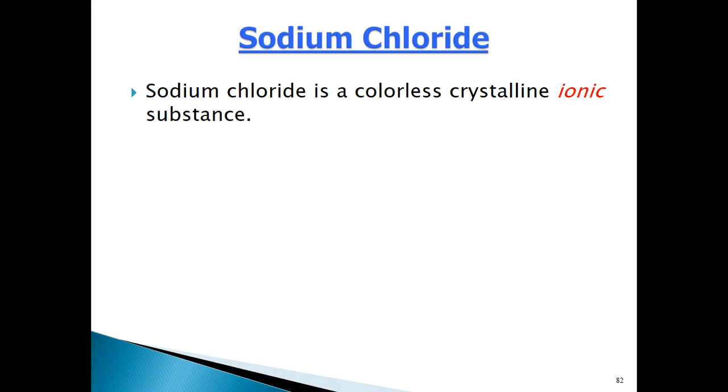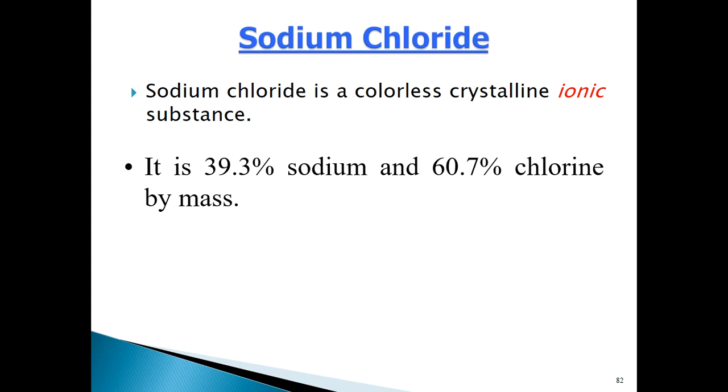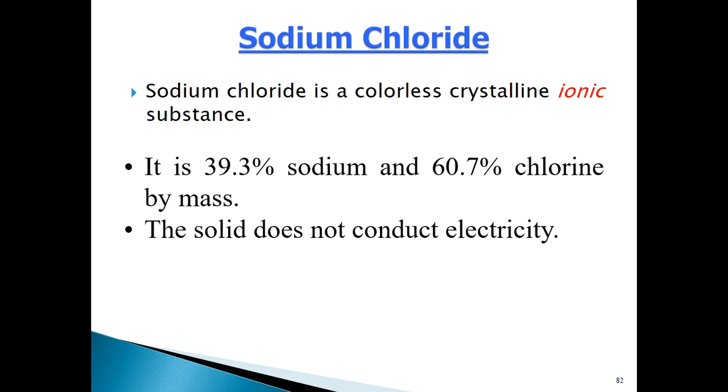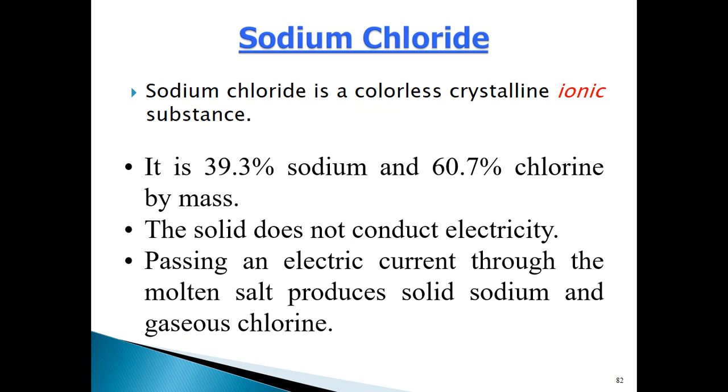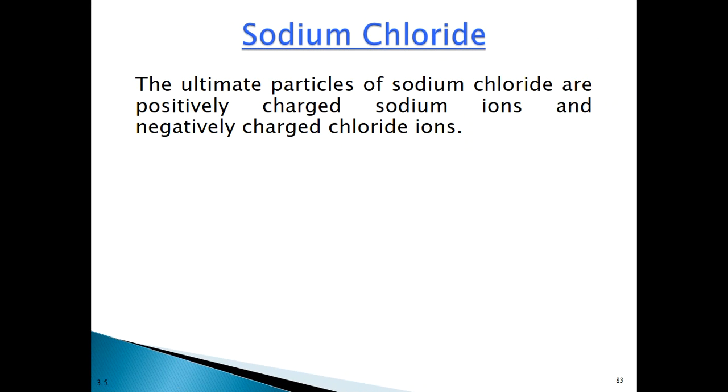So sodium chloride is an example of such a compound. It's a colorless crystalline ionic substance. It consists of 39.3% sodium and 60.7% chlorine by mass. Even though they consist of charged particles, the solid state does not conduct electricity. However, if you melt it, right, then what you'll find is that you're able to pass an electric current through it, and that will result in the electrolysis of sodium chloride to form sodium metal and gaseous chlorine.